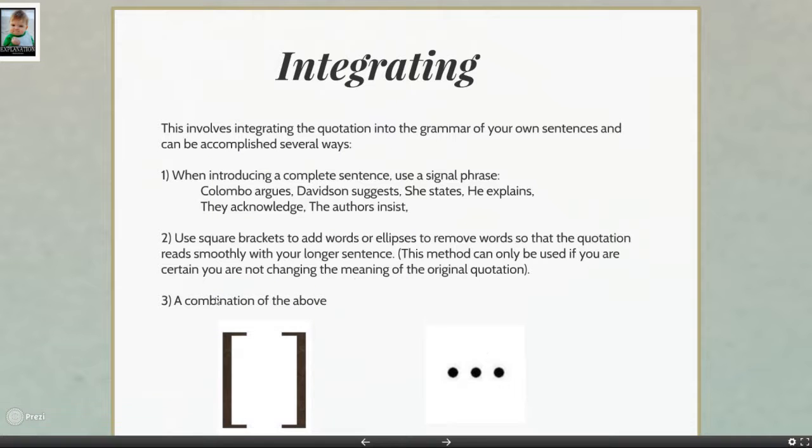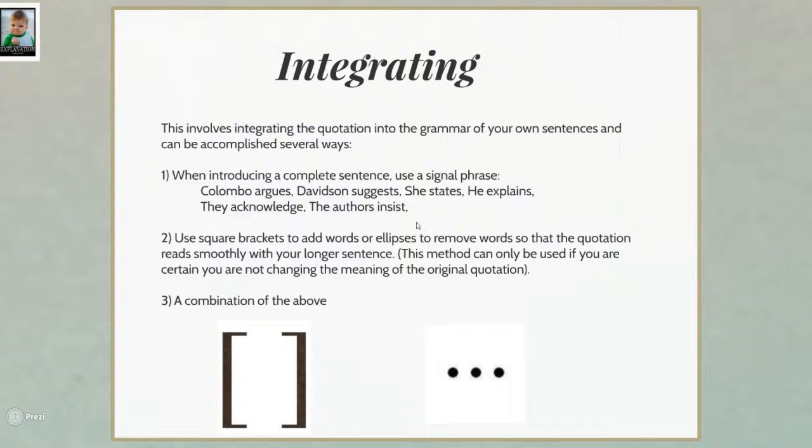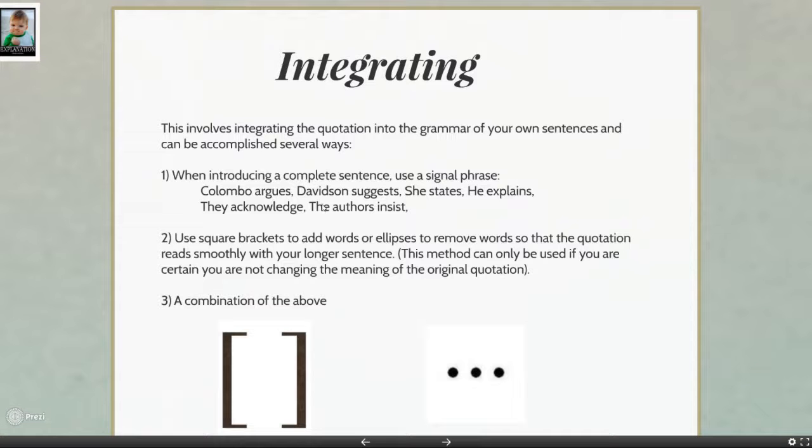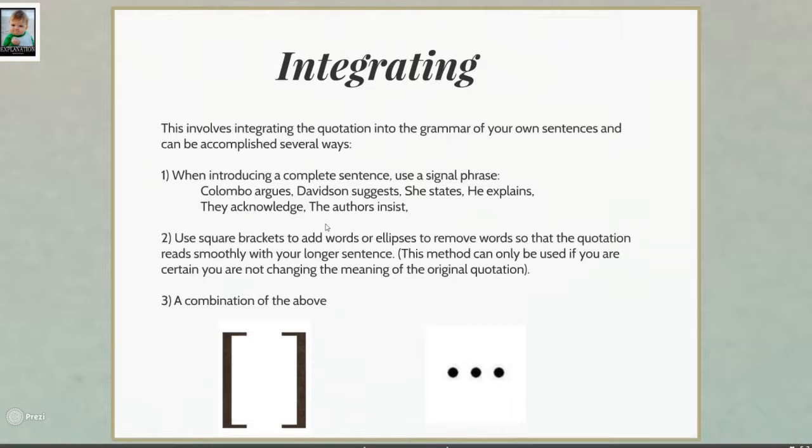So the simple way to do this is if you're pulling in a quote that's a complete sentence, you can often integrate it into the grammar of the surrounding sentences using a simple signal phrase that just acknowledges that these aren't your words and lets your reader know who's speaking. Columbo argues, and then you provide the quote. Davidson suggests, she states, he explains, they acknowledge, the authors insist.